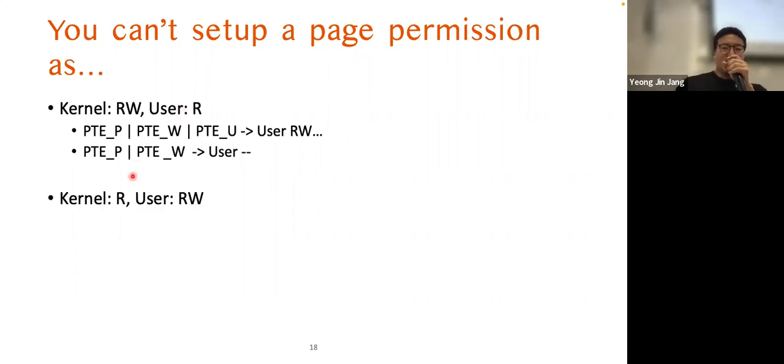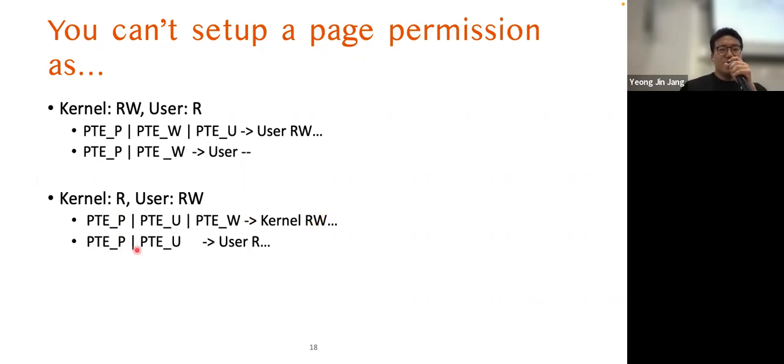And then the same thing happens. Suppose you want to create a memory that is readable, writable to the user area, but read only to the kernel. If we enable all three flags, then that's kernel readable, writable. But if we remove writable, then that's also read-only to the user.